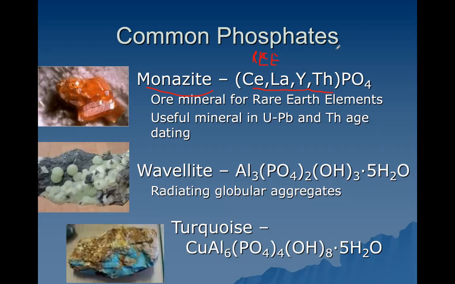So you can see there are no major elements here, right? Iron, magnesium, chromium, or anything is not there. Instead of those, what you have is rare earth elements: cerium, lanthanum, yttrium, thorium, like that. So if you have a monazite deposit, then it can be considered as a rare earth element deposit, because of the dominance of rare earth elements in the monazite structure.